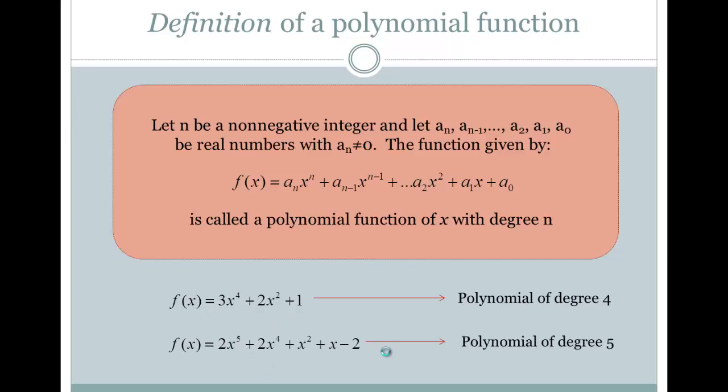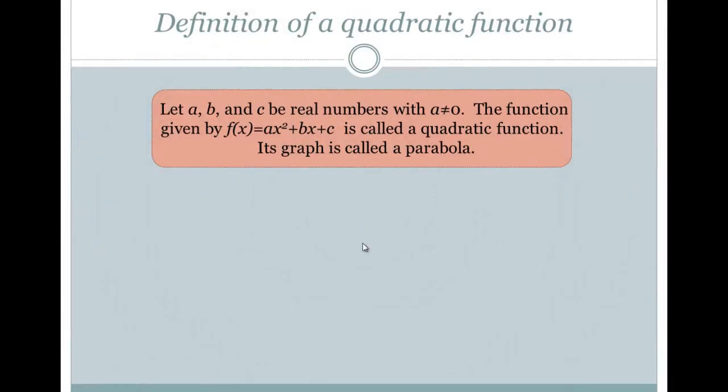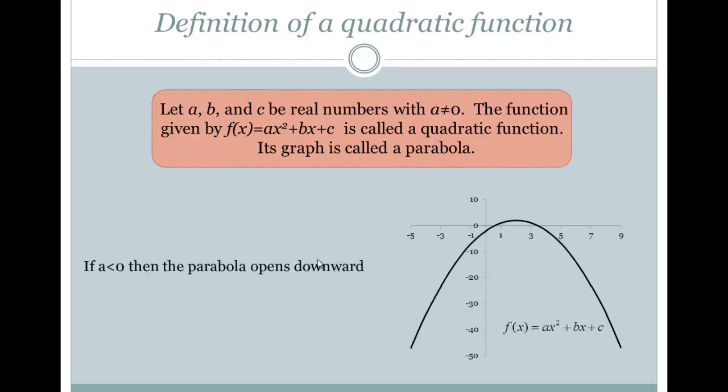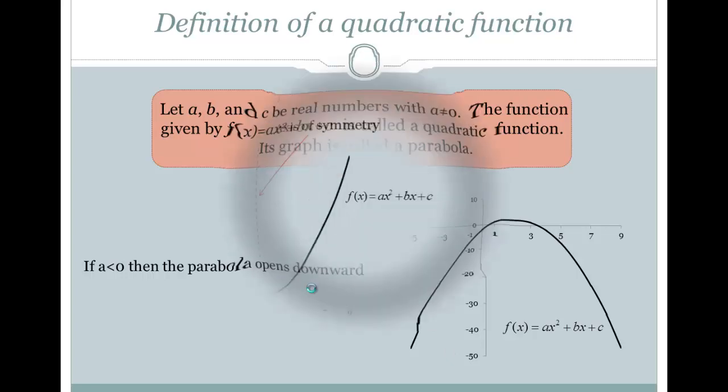Okay. Well, right now we're interested in polynomials of degree 2, which are called quadratic functions. So a quadratic function is in the form of ax squared plus bx plus c, where a is not equal to 0. Its graph, as you guys should all recall, is a parabola. And if a is greater than 0, then the parabola is going to open upward. And if a is less than 0, we're going to have a parabola that opens downward. Okay, so again, hopefully that's somewhat of a review for you guys.